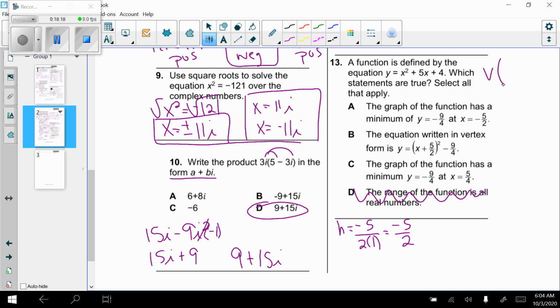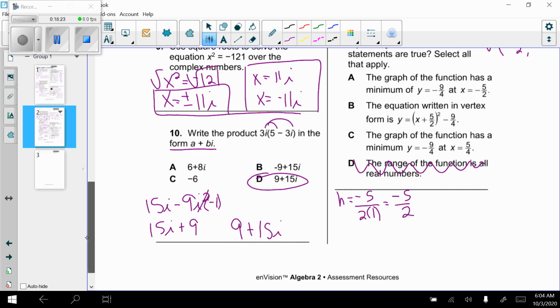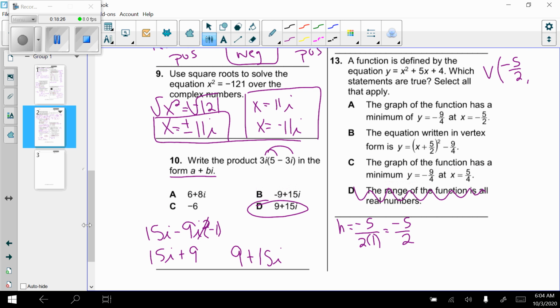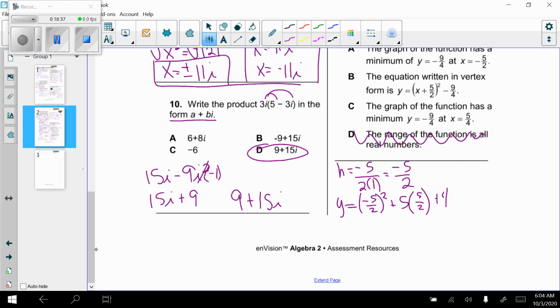So up here, I'm just going to plug in vertex, -5 halves. So now I need to find the y value. Remember, to find the y value, I plug this into the equation. So I get y equals -5 halves squared plus 5 times 5 halves plus 4. -5 halves squared turns to 25 fourths. 5 times 5 halves turns to 25 halves plus 4. I'm going to add all of these. I need a common denominator. My common denominator is going to be 4, so the 25 fourths stays. I'll work each of these over 4.